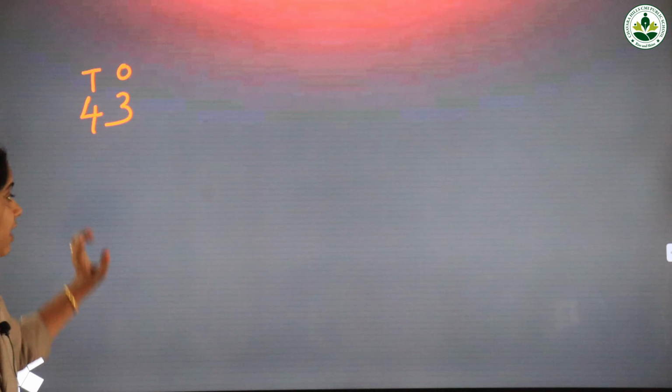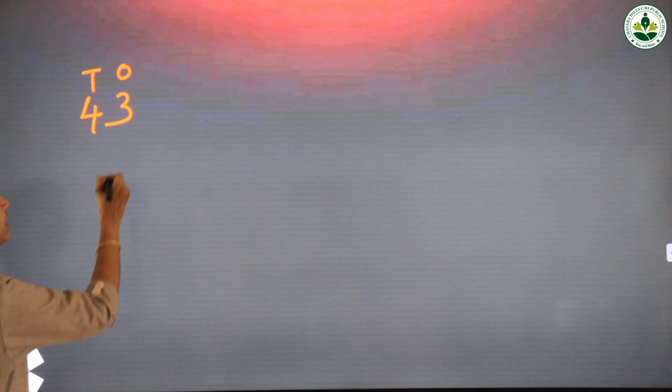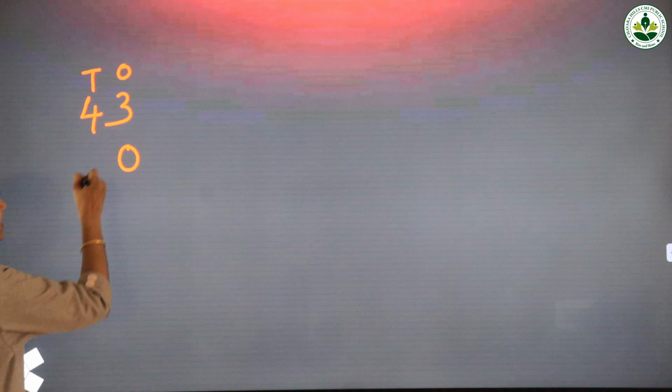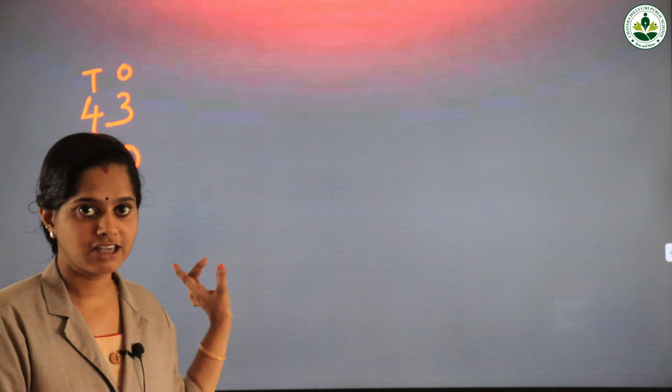Another example. Round off 43 to the nearest 10. What is the first step? Yes, we look at the digit in the ones place. Here, is 3 less than 5 or greater than 5? We know that 3 is less than 5. So we can round off by writing 0 in the ones place without changing the digit in the tens place. So we can say that 43 rounded off to the nearest 10 is 40.